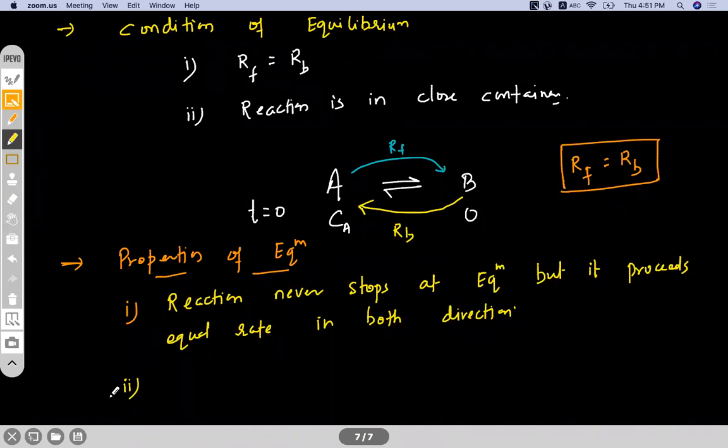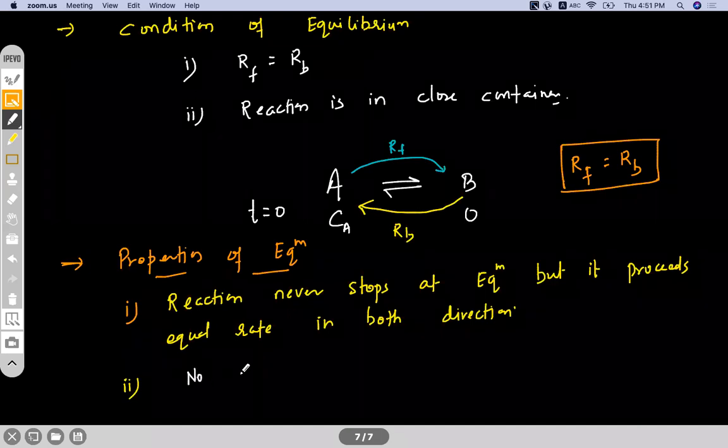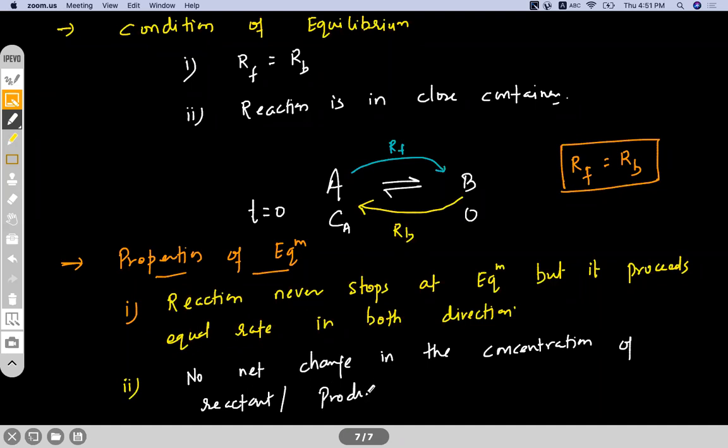Okay? That's the one point. When the reaction proceeds with equal rate, then what we can say? We can say there is no net change in the concentration of reactant or product. Is it fine? Did you understand this point? There's no net change. Suppose some part of A converts into B at equilibrium, the same part of B will also convert into A. So the concentration of A and B will be constant. Is it clear?